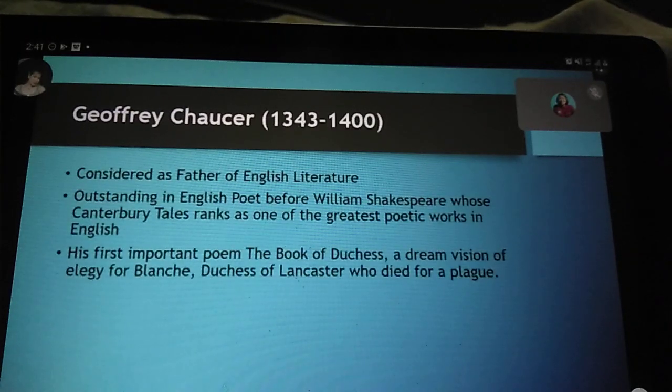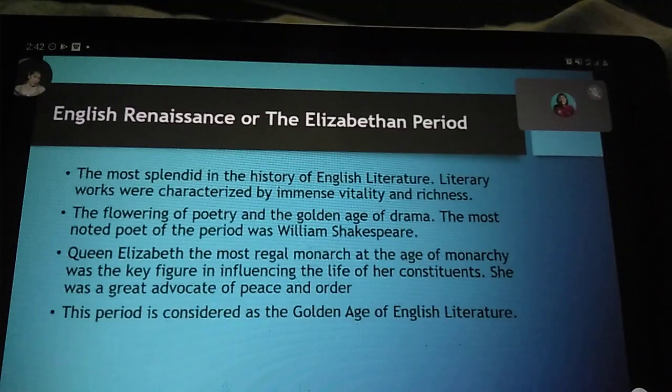Then after that, this is Geoffrey Chaucer. He is considered the father of English literature, an outstanding English poet before William Shakespeare, whose Canterbury Tales ranks as one of the greatest poetic works in English. His first important poem, the Book of the Duchess, a dream vision elegy for Blanche, Duchess of Lancaster, who died of a plague.